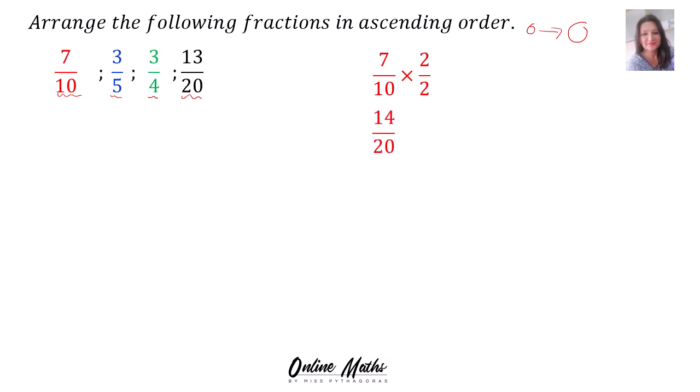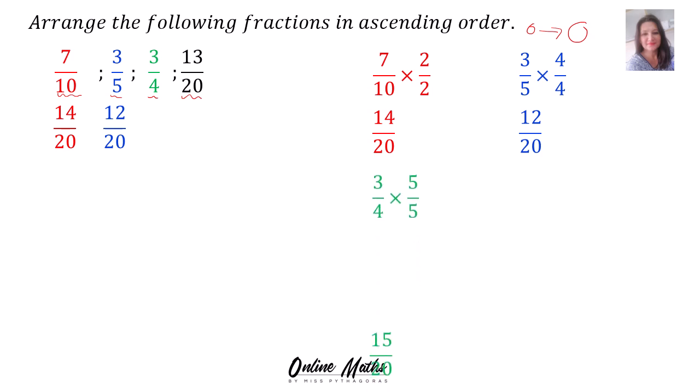And then we take the 14 over 20 and we write it directly below the 7/10. The next one, 3 over 5, and we will multiply both by 4 and we end with 12 over 20. We take the 12 over 20 and we write it directly under 3 over 5. The 3/4, we will multiply by 5 over 5 and we end with 15 over 20. And you write it there. And then the 13 over 20, that one is fine. There's nothing you do there. Now we can arrange them.